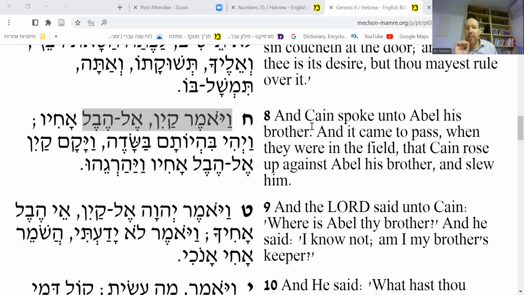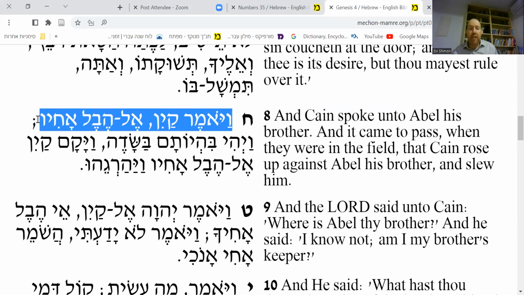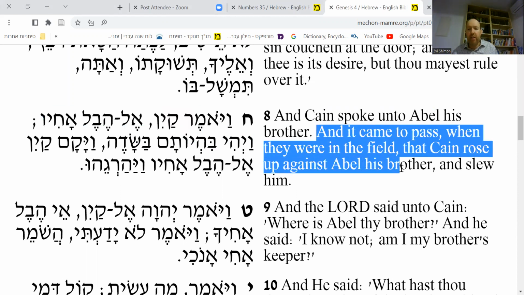The question has to be formulated somewhat differently. It's not what did Cain say to Abel, but rather, if the Torah doesn't want to tell us what Cain said to Abel, then why does it preface and say, and Cain spoke to Abel? Just get to the point, right? Skip it. If you don't want to tell us what Cain said to Abel, skip the opening of the verse and just go to the second part of the verse. And it came to pass when they were in the field that Cain rose up against Abel, his brother. Why do you say, and Cain said to Abel, without elaborating what Cain said to Abel? That is the question.